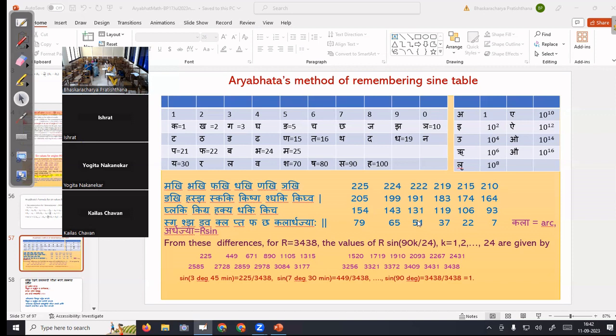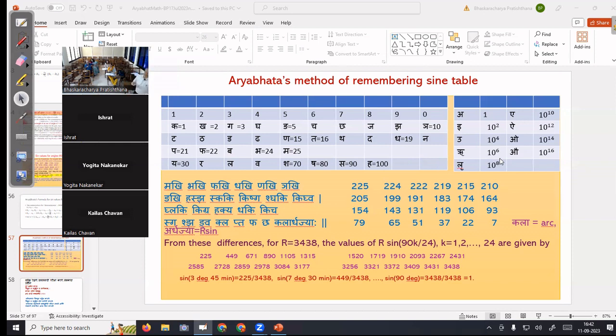So basically, two-digit numbers you have to get from this table. And then basically, he is writing base 100. That is how you can understand that 10 square, 10 raised to 4, these are your higher powers, powers of 100. And from that, you can write any number. That is the idea. So you can go up to 10 raised to 16.